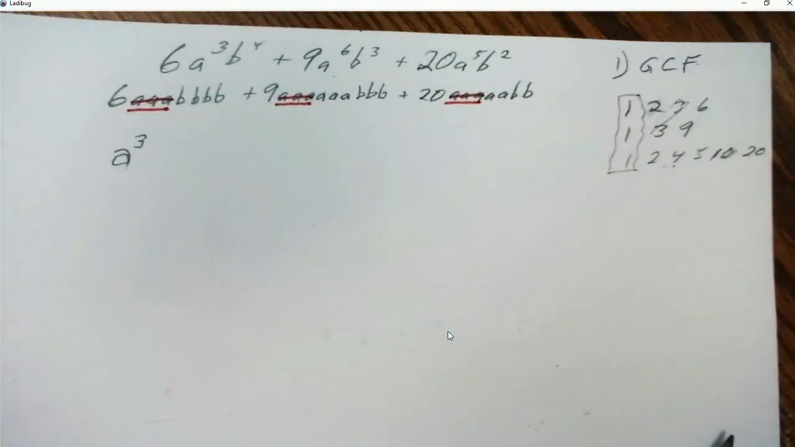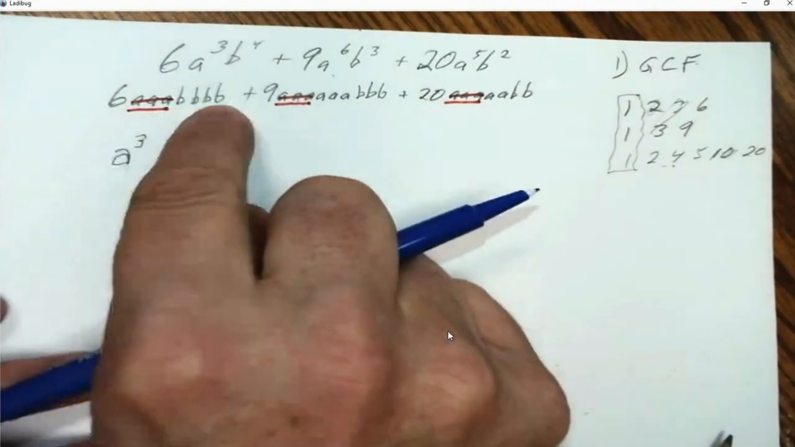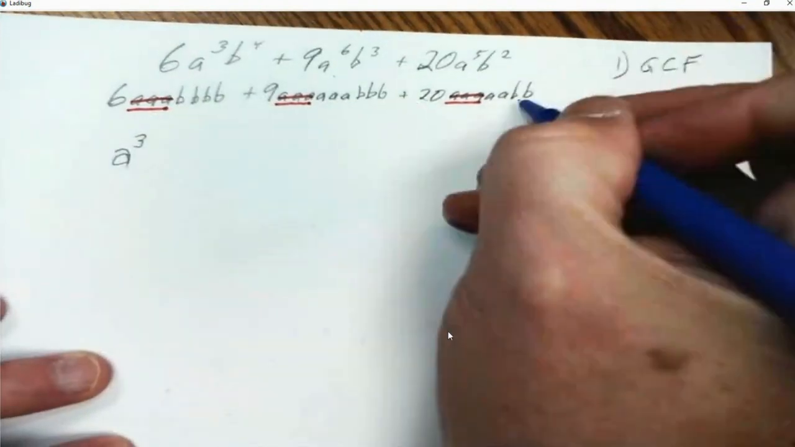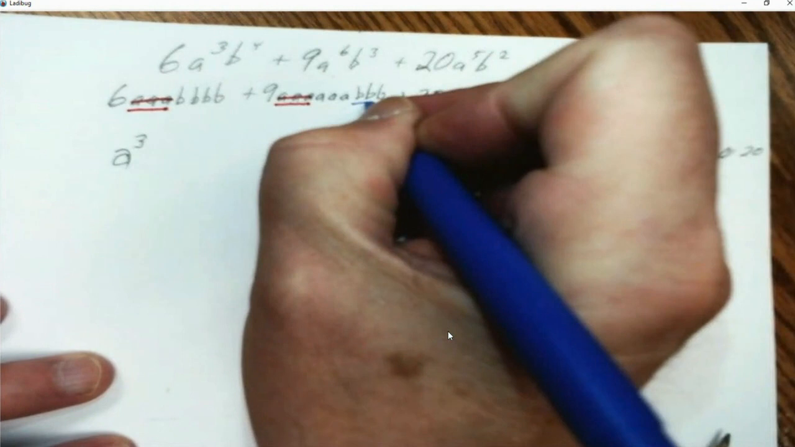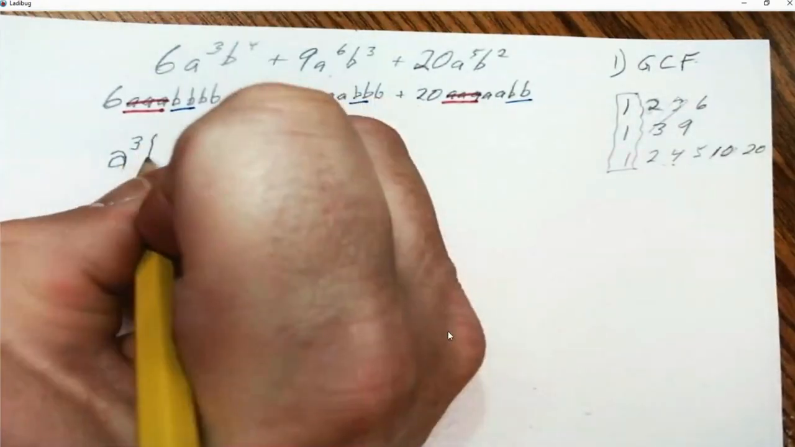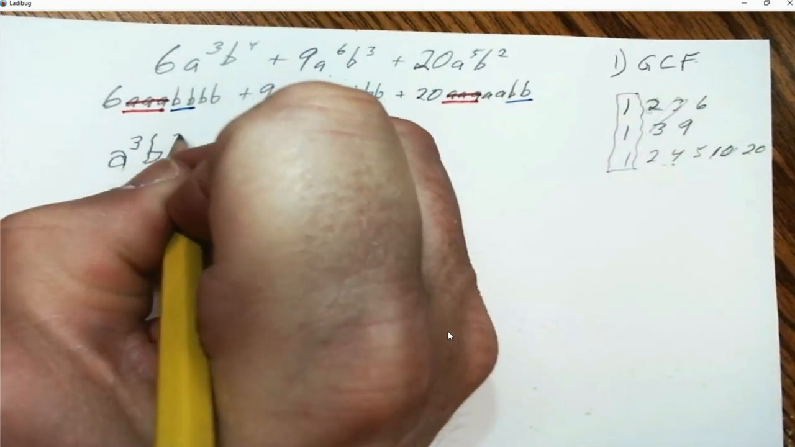All right. What else do we have? We have 4 B's, 3 B's, and 2 B's. So they all have 2 B's being multiplied times each other. So we can pull out a B squared because B times B is B squared.